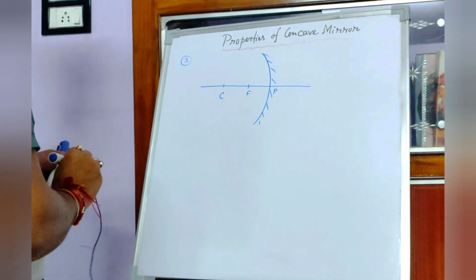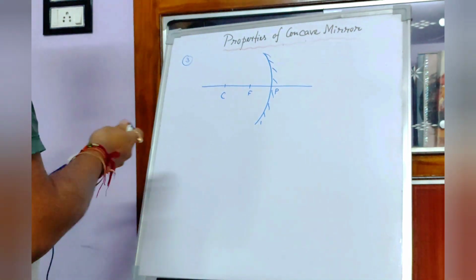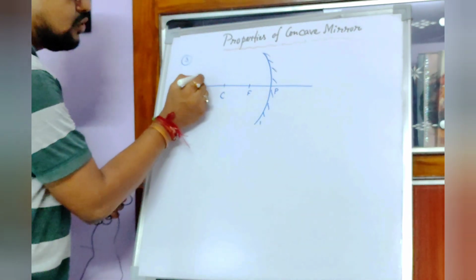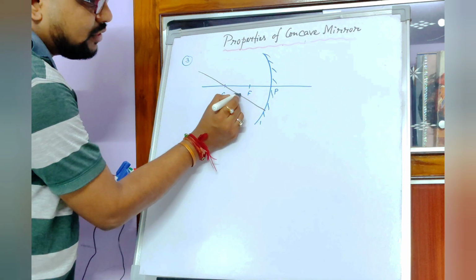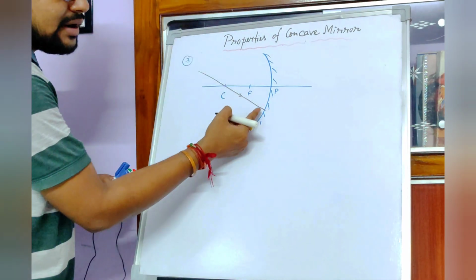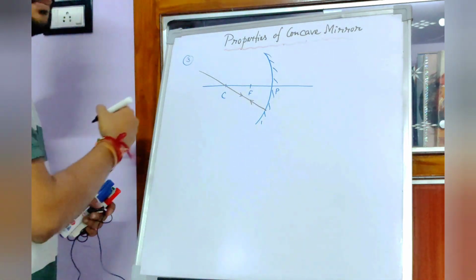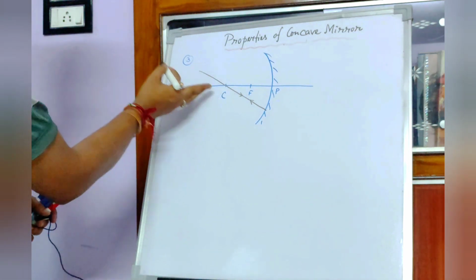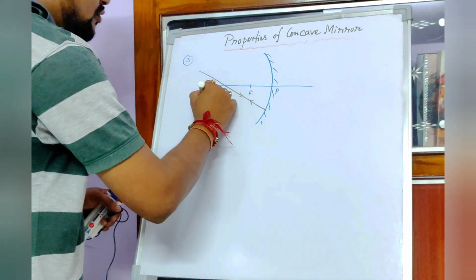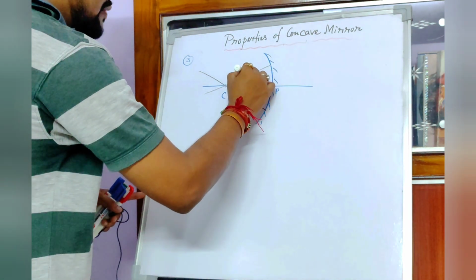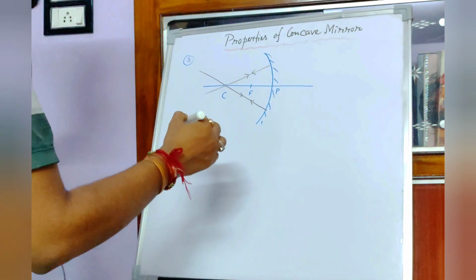Now the third property is that when any ray is passing through the center of curvature, for example this is a ray which is passing through the center of curvature, please remember after reflection it will bounce back through the same path. That means both side arrows, one is the incoming arrow and the reflected arrow on the same path. So any ray which is passing through the center of curvature must bounce back through the same path.